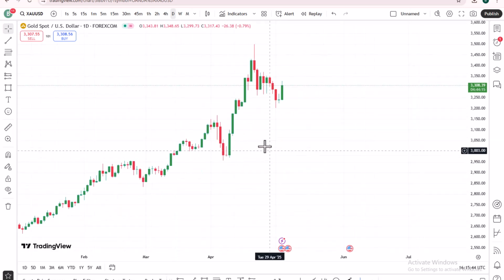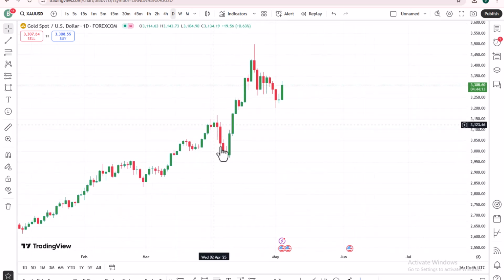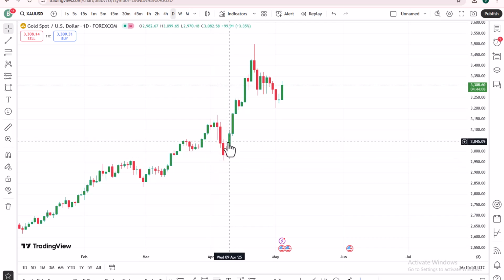Let's take this part for example. Here, gold was trending downwards and it changed around this point because there was a strong bullish candle in this place. Immediately I see this kind of bullish candle, I change my bias and start trading based on this candle. So at this point I will start to buy.